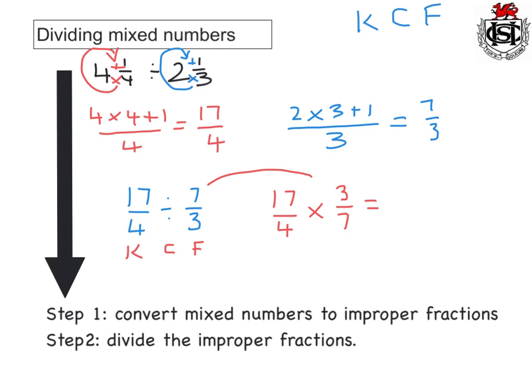So on the top we have 17 times 3, which is 51. And on the bottom we have 4 times 7, which is 28. So 51/28, that's an improper fraction, so we can write it as a mixed number. So if we do a little division to help us, 51 divided by 28. 28 only fits into 51 once, and we've got a remainder of 23. So 51/28 can be written as 1 and 23/28.